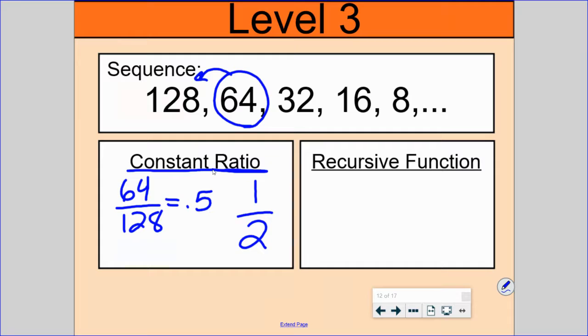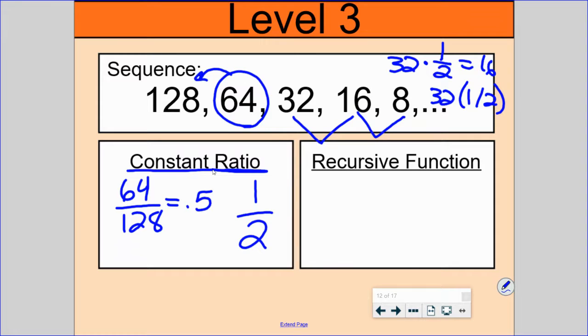Should we check that? Can we take another number in here? Let's take our 32, multiply it on your calculator by 1/2. You can put it in the fraction mode and do 1/2, and that will equal 16. But remember, you can also do 32, and you can use parentheses, 1 divide 2. And that will also get you 16. And you can see, on your calculator, keep typing in 16 times 1/2 will give you 8.